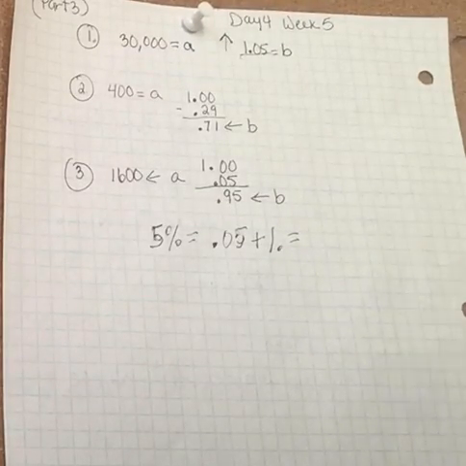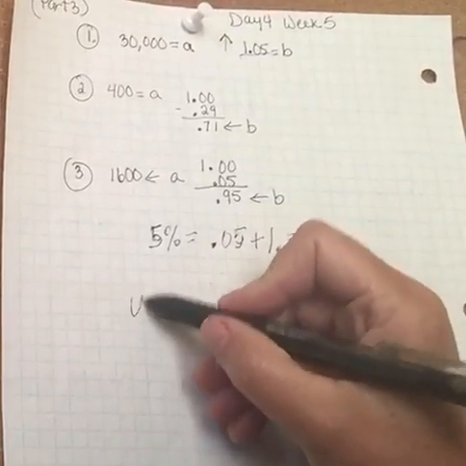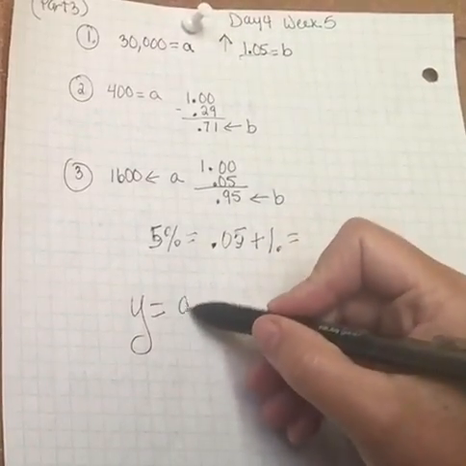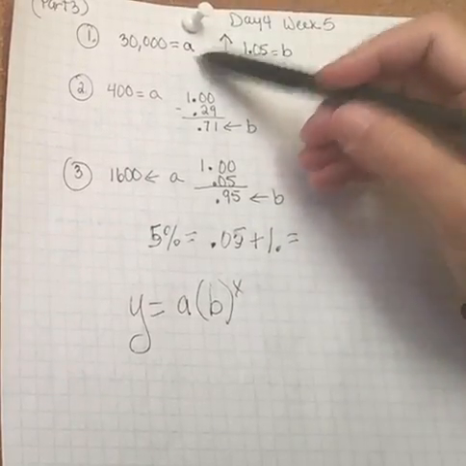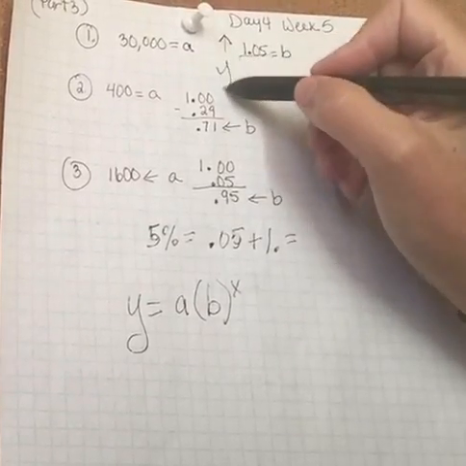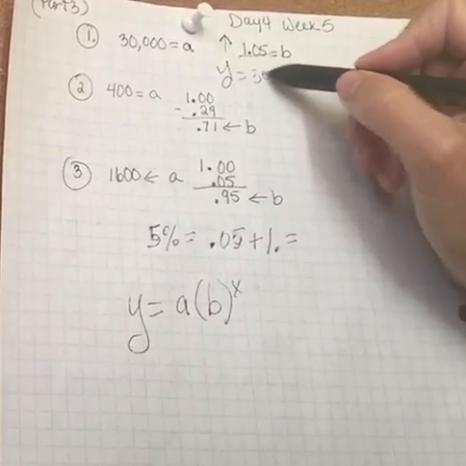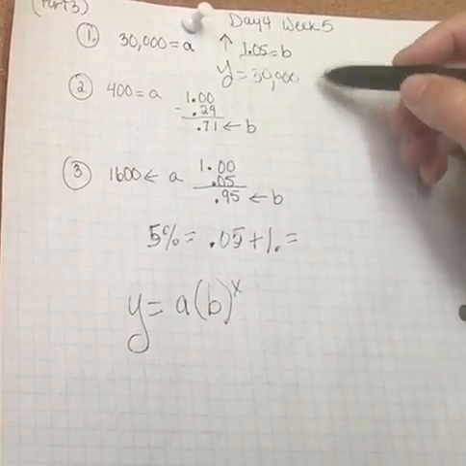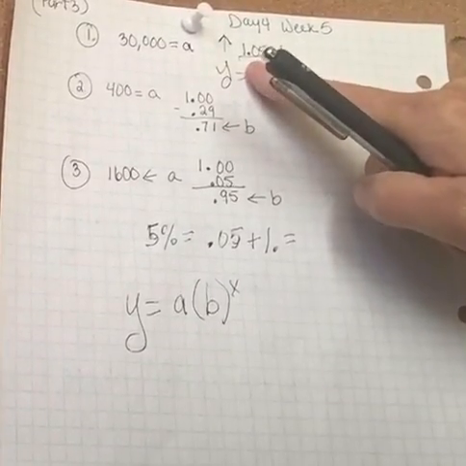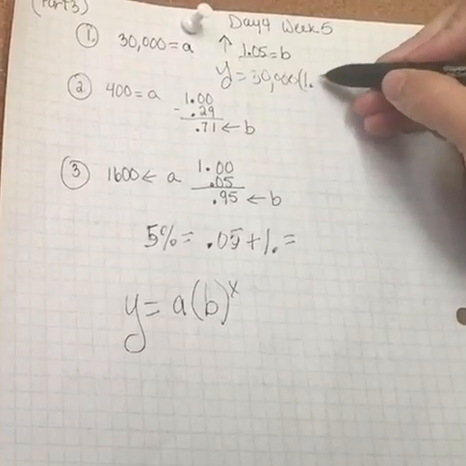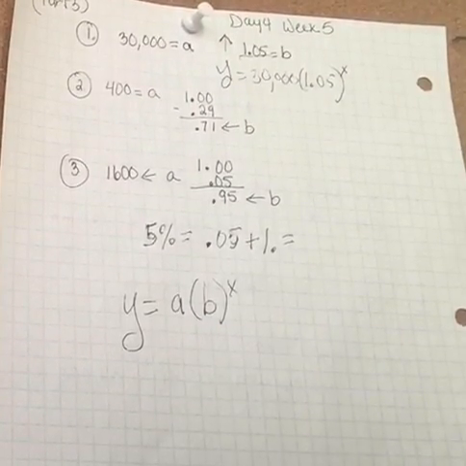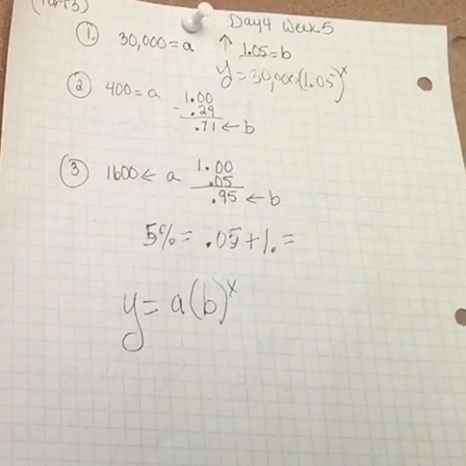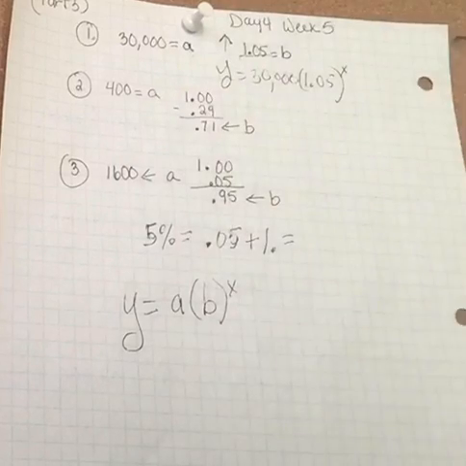So we're gonna put it into this format here. Y equals A, B, X. Okay, so A is your 30,000. So Y equals 30,000, and then B is 1.05, and then I just put my X, okay? Okay, number 2, it says, an adult takes 400 milligrams of ibuprofen, so you have your A.